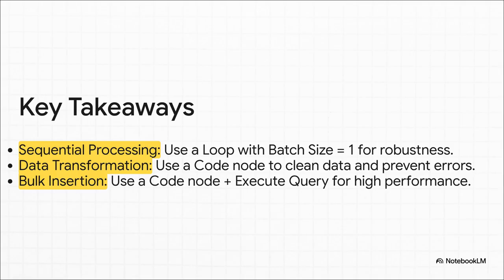So let's recap the 3 golden rules, the crucial architectural takeaways from this whole explainer. Number 1, sequential processing is mandatory for a robust system. Use that loop node with a batch size of 1. Number 2, data transformation is non-negotiable. Use a code node to proactively clean your data before it ever hits the database. And number 3, bulk insertion is the absolute key to performance. Use a code node to build a single query for maximum speed.